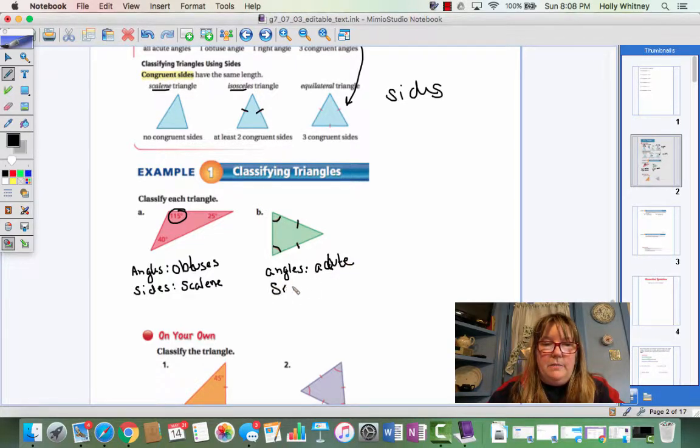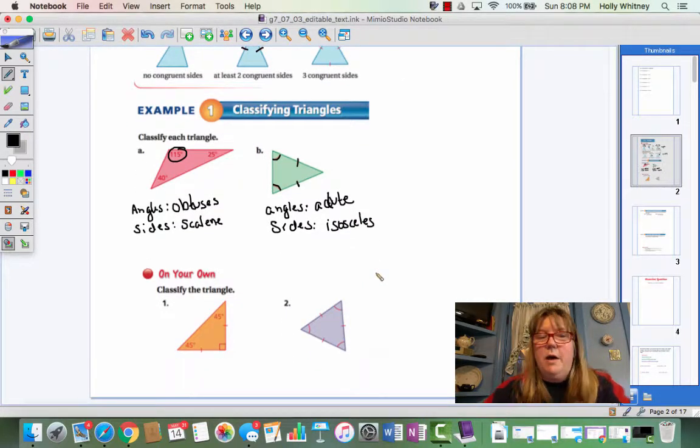By the sides, we have two sides that are the same. So two congruent sides, we know that it's an isosceles. I-S-O-S-C-E-L-E-S, isosceles. Okay? On your own, so pause me for a little bit and come back and see if you're right. Hi, welcome back.